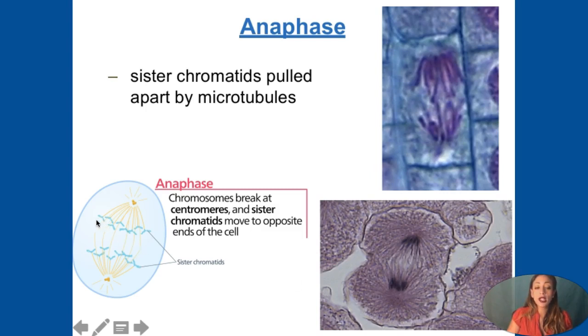This is the cartoon version. These are sister chromatids getting pulled this way to this pole. These are getting pulled this way. Really, really good picture of an actual cell, a cell that you're going to be seeing in lab right here.